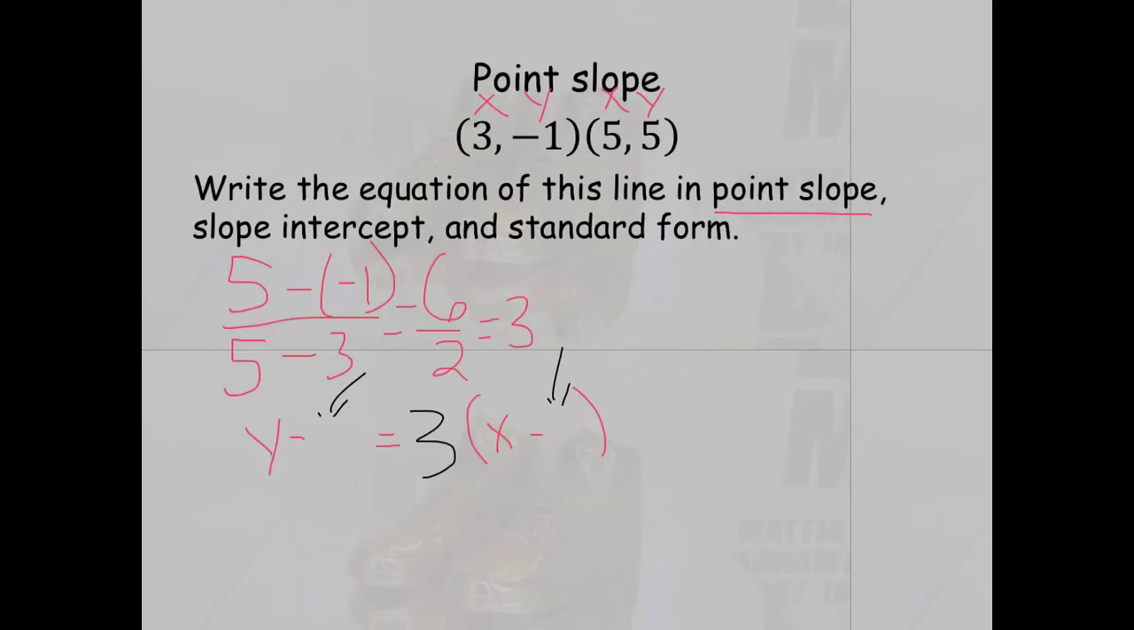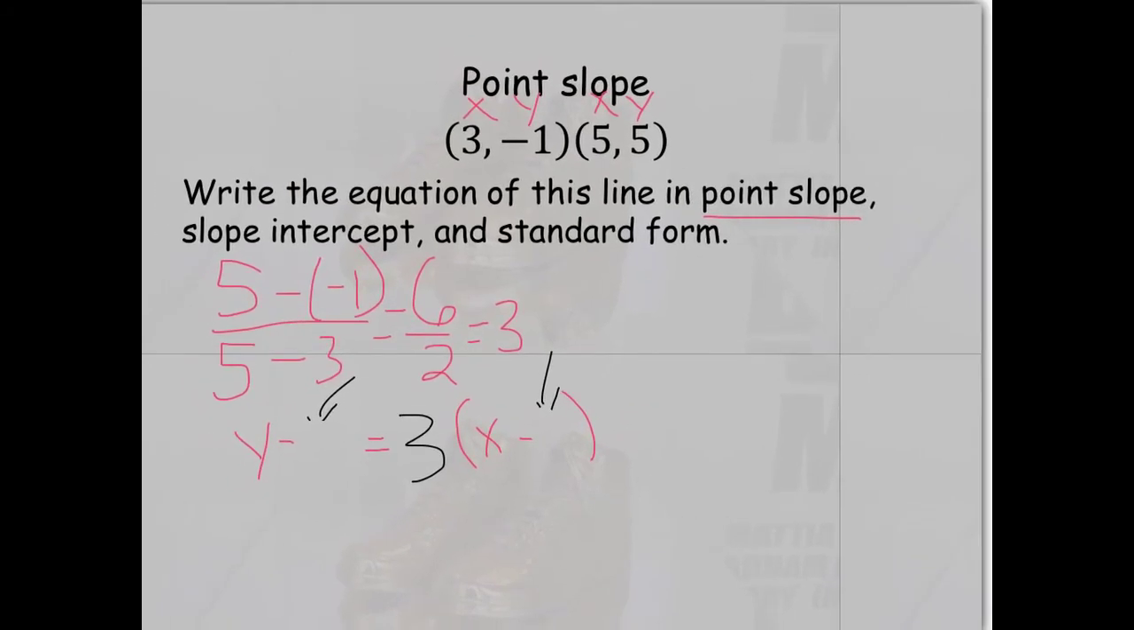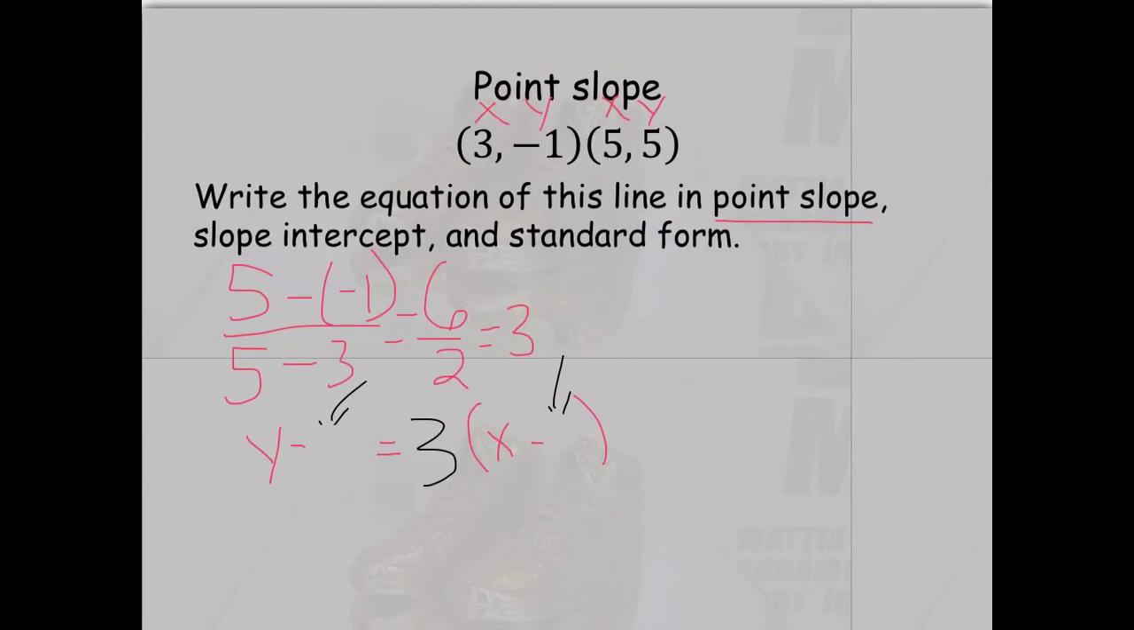Okay, so here we can put a 5. That was a mistake. Let's try it again. Plug in a 5 and a 5. Okay, so we have answered our question in point slope as of right here. That's what point slope looks like.